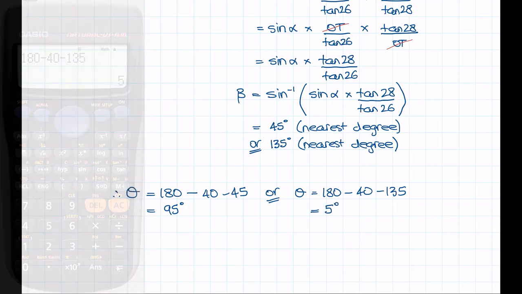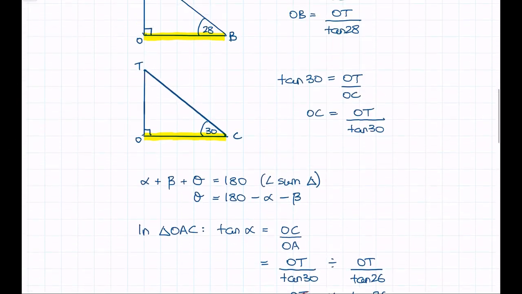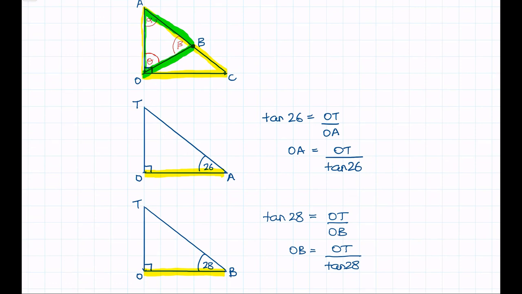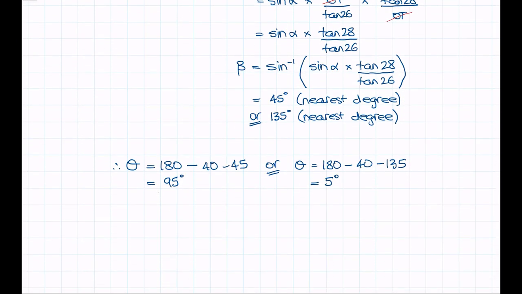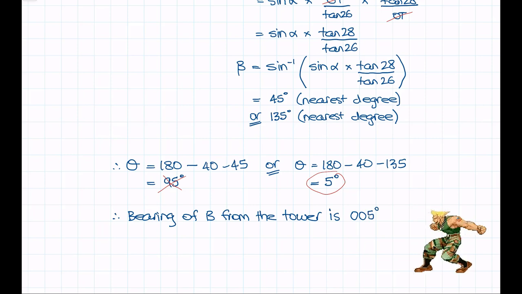There are two possibilities. But if we come back to our original triangle where we've put theta in, notice that theta, when it's sitting inside triangle OAC, must be less than that right angle. And if that's the case, theta can't be 95 degrees because theta has to be less than 90. So what that means is this is the correct or applicable value for theta given all the other information in this question. So we can conclude, therefore, the bearing of B from the tower is, and I'll write this in true bearing format, which needs three digits, 005 degrees. And that's how you answer that question.